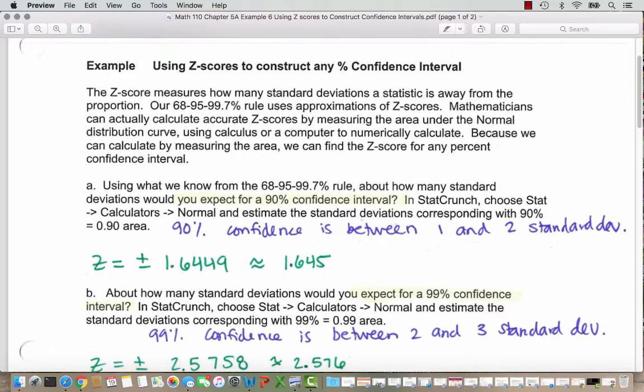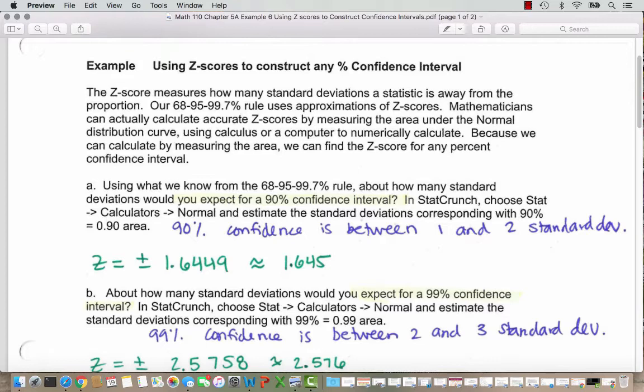So because we can calculate by measuring the area, we can find the z-score for any percent confidence we know. So using what we know about the 68, 95, 99.7% rule, about how many standard deviations would you expect for a 90% confidence interval? So we know, okay, 90% is going to be between 1 and 2 standard deviations because 1 standard deviation corresponds with 68% confidence. And 2 standard deviations correspond with 95% confidence, so we expect 90% should be somewhere in the middle. So we're going to head into StatCrunch and go into the normal calculator and find exactly this.